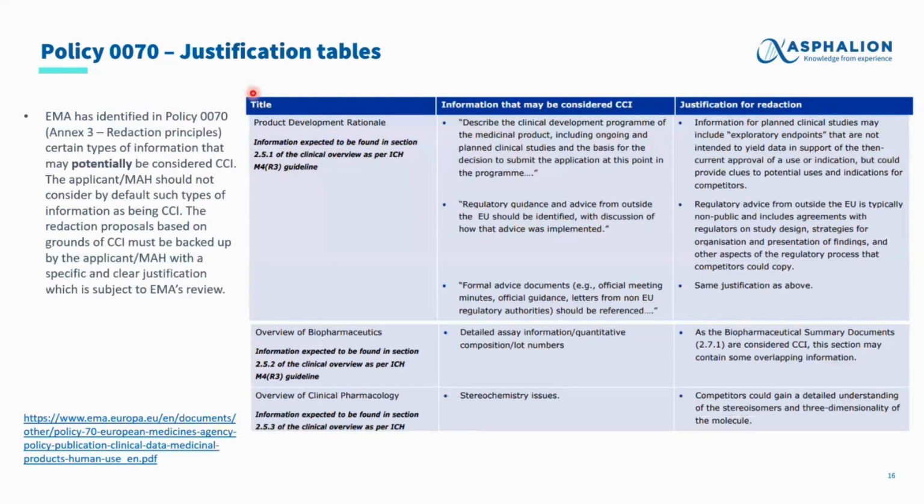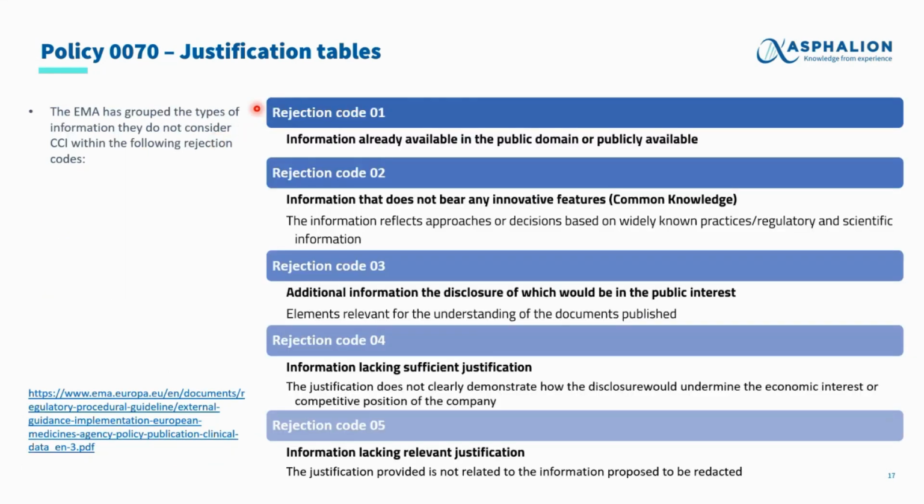To guide the preparation of justification tables, there are some examples of information that could potentially be CCI in the Policy 0070 guidance, but also there are some rejection codes to guide the applicant to understand in which cases the EMA could object and reject the CCI proposals that the applicant has made. So I'm not going to detail all of this, but you have here the link to access and to help you prepare these justification tables.